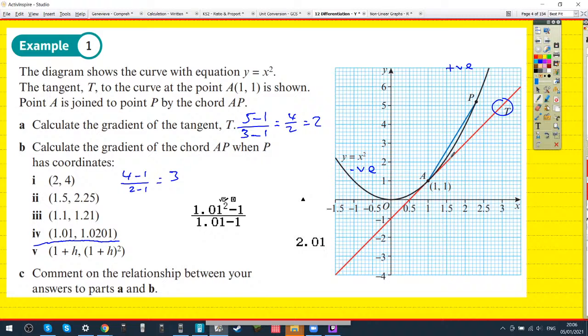One way to do that would be to pick a chord, so 2 points, and that would give us an estimate of the gradient. An even better one would be a tangent at exactly that point and get the gradient of that tangent.